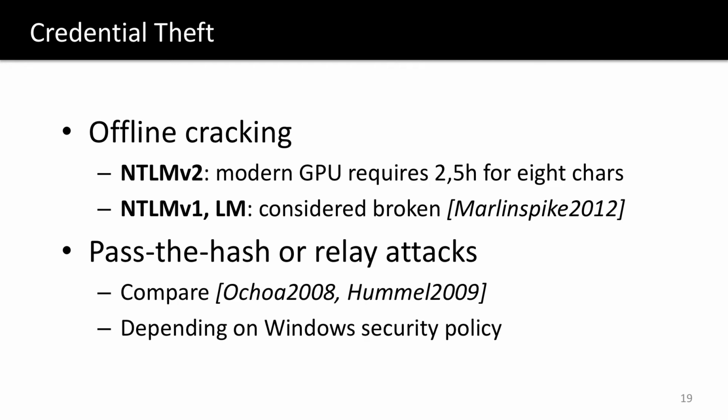Now, such captured NTLM version 2 hashes allow for efficient offline cracking, for example, using Hashcat. Previous versions are actually trivial to crack and they can be considered as broken, as shown, for example, by Moxie Marlinspike and others. Or you can also use NTLM hashes to perform relay attacks and authenticate under the user's identity, as shown, for example, by Ochoa and Hummel. Of course, it's up to the configuration of the victim setup, for example, the password strength and security policy, if such attacks are actually feasible.